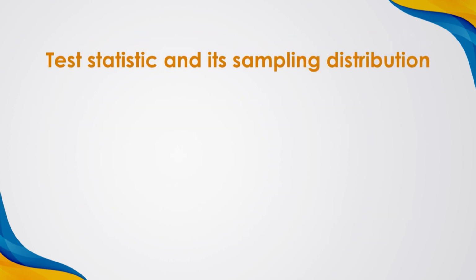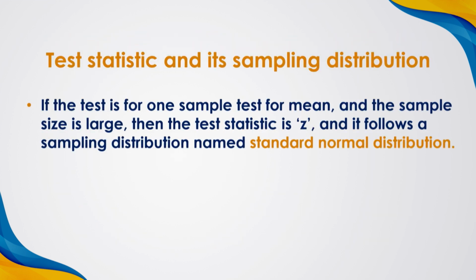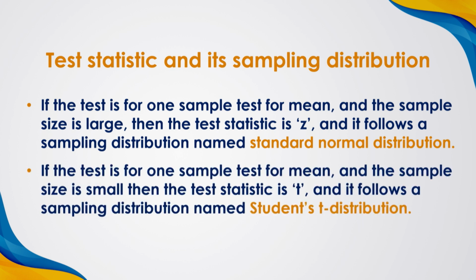Test statistic and its sampling distribution: there are 4 types of sampling distributions we are going to handle. If the test is a one-sample test for mean and the sample size is large, then the test statistic is Z and it follows the sampling distribution named standard normal distribution. However, if the sample size is small, then the test statistic is T and it follows the sampling distribution named Student's T distribution.